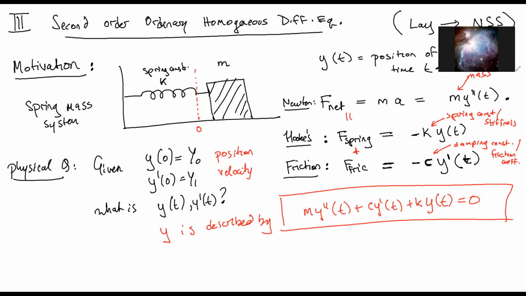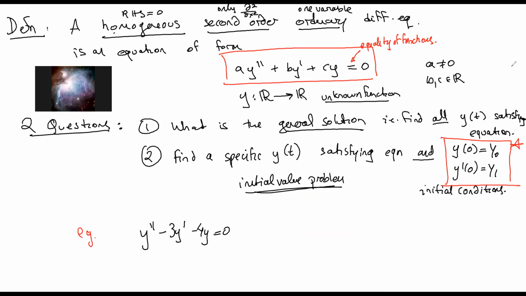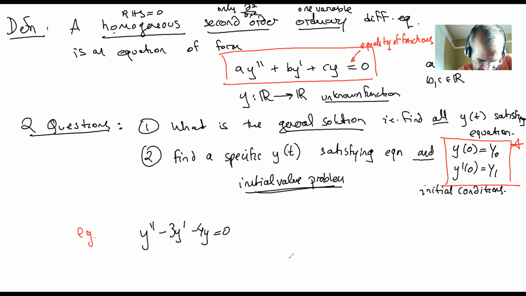Could you go back to where you defined the second order differential equation? This one, yeah. What does RHS equals 0 mean? The right-hand side equals 0. Oh, okay. Sorry. Okay, thank you.